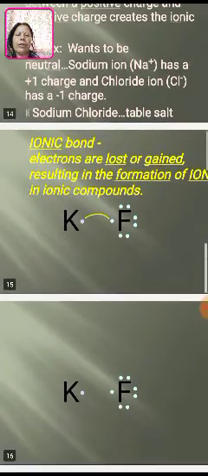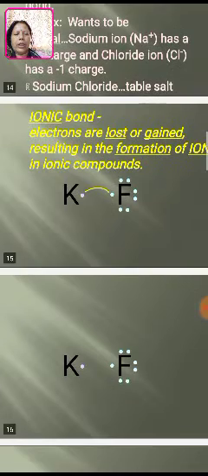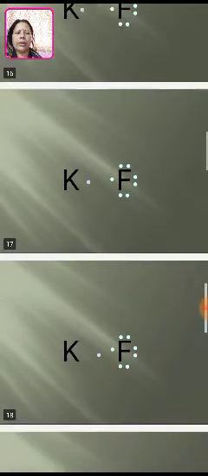In ionic bonds, electrons are lost or gained, resulting in the formation of ions. See the example of potassium and fluorine. Potassium has 1 electron in its outermost shell, and fluorine has 7 electrons, so it needs a single electron. So potassium can lose that electron, and fluorine accepts that electron to complete its octet.